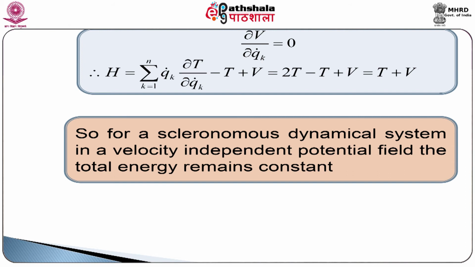Therefore, for a scleronomous dynamical system in a velocity independent potential field, the total energy, that is sum of kinetic energy and potential energy, that is T plus V, remains conserved. By a scleronomous dynamical system, we mean that the system is independent of time t.